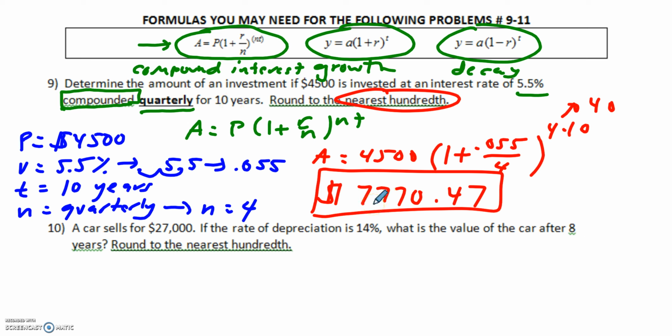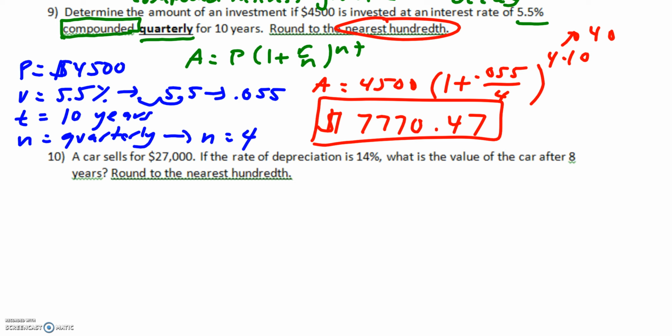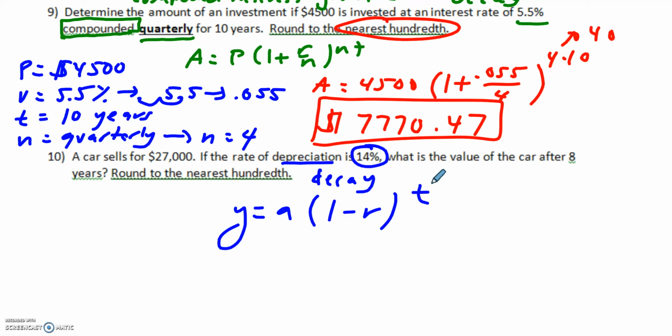Number 10, a car sells for $27,000. If the rate of depreciation is 14%, what is the value of the car after 8 years? Now that is one heck of a depreciation value. We're going to see some decreasing in this car value. Depreciation is really another word for decay, which makes me think that we are going to be using y equals a times 1 minus r to the t value. We don't have to use this equation because the money is being taken out once per year, and we don't have to deal with this n.